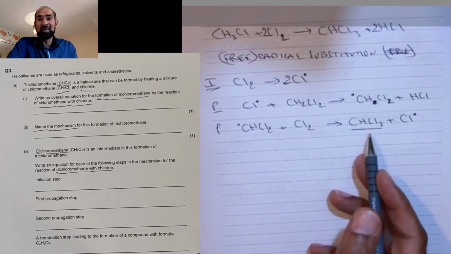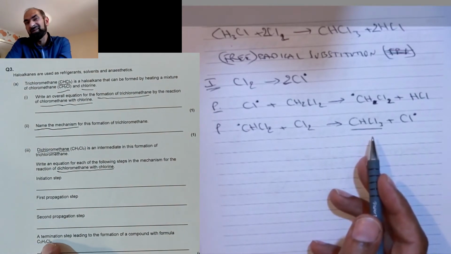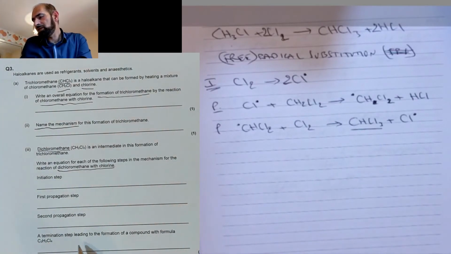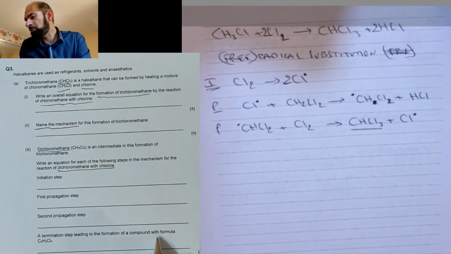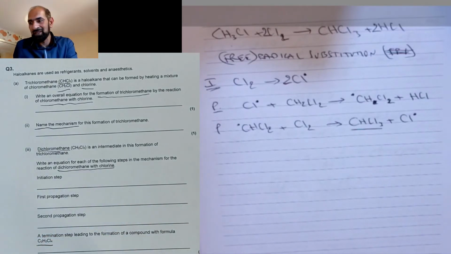So here you're going to get a trichloromethane. And now, especially when you look at the termination step, I've seen it before, I should have pointed it out. Look at the termination step leading to the formation of a compound with a formula. So even the termination step is not asking you to make trichloromethane. They're asking you to make something completely different.